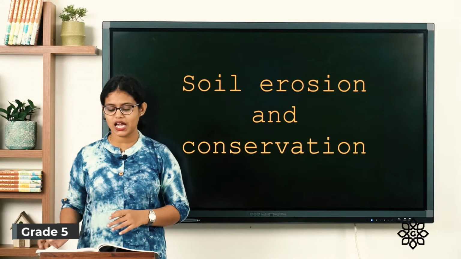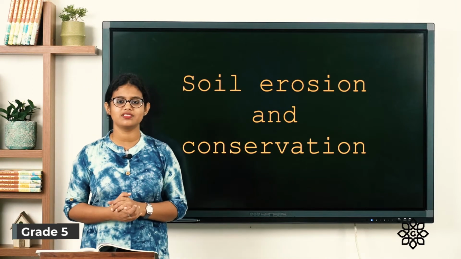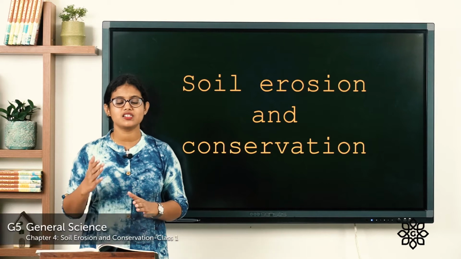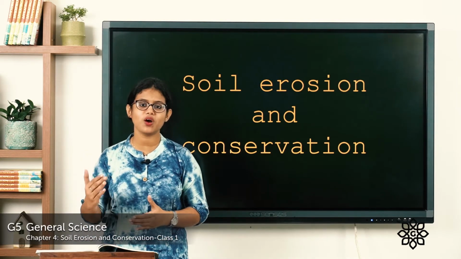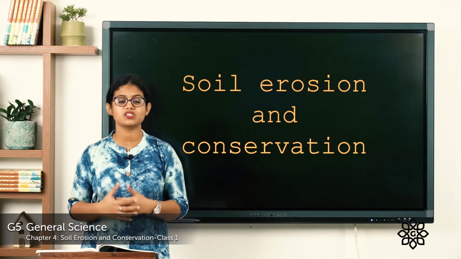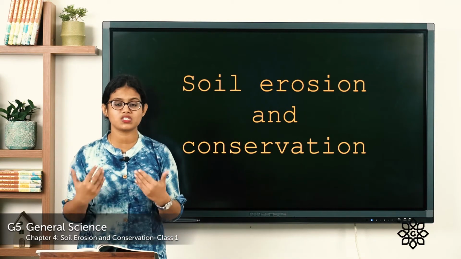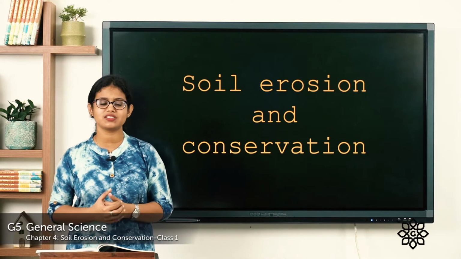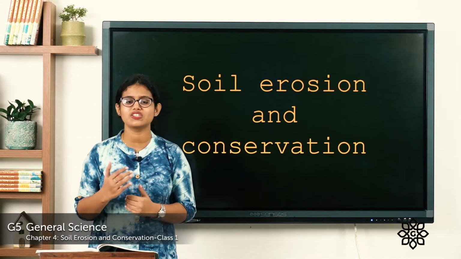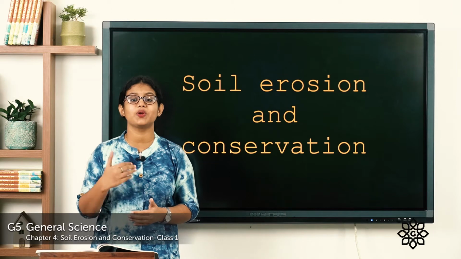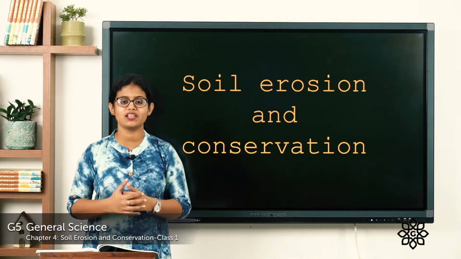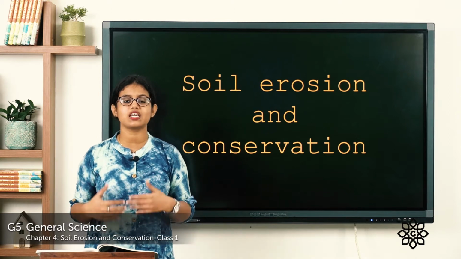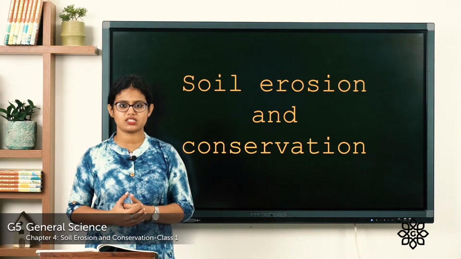Today we are going to start with chapter 4 and the name of the chapter is Soil Erosion and Conservation. So moving on to that, we need to know about soil. What is soil, how it is formed and what is the importance of soil. So today we are going to learn about the formation of soil and what is soil and how it is formed and what is its importance.